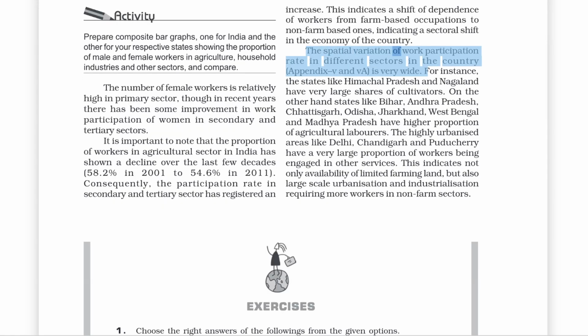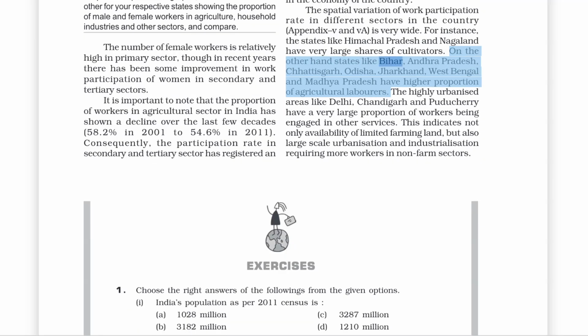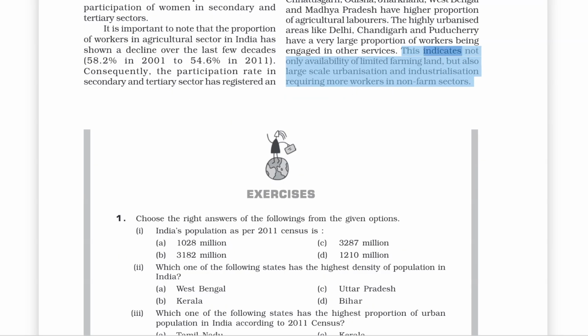The spatial variation of work participation rate in different sectors in the country, Appendix V and VA, is very wide. For instance, states like Himachal Pradesh and Nagaland have very large shares of cultivators. On the other hand, states like Bihar, Andhra Pradesh, Chhattisgarh, Odisha, Jharkhand, West Bengal and Madhya Pradesh have higher proportion of agricultural laborers. The highly urbanized areas like Delhi, Chandigarh and Puducherry have a very large proportion of workers being engaged in other services. This indicates not only availability of limited farming land, but also large-scale urbanization and industrialization requiring more workers in non-farm sectors.